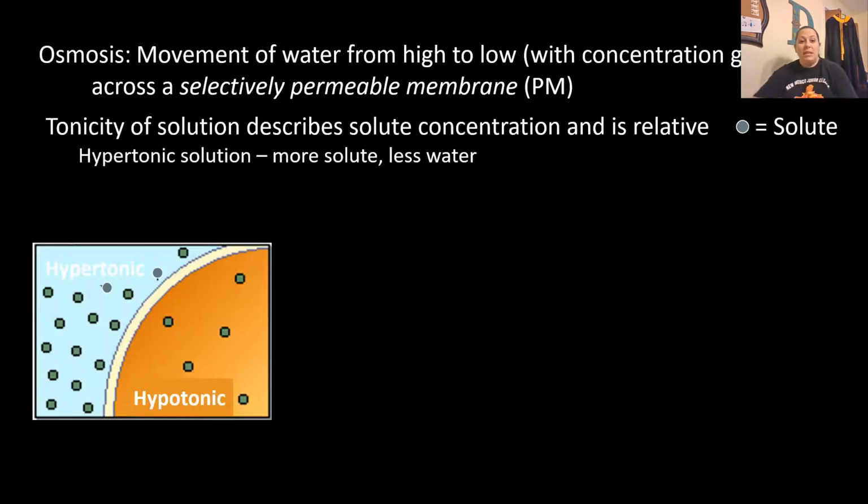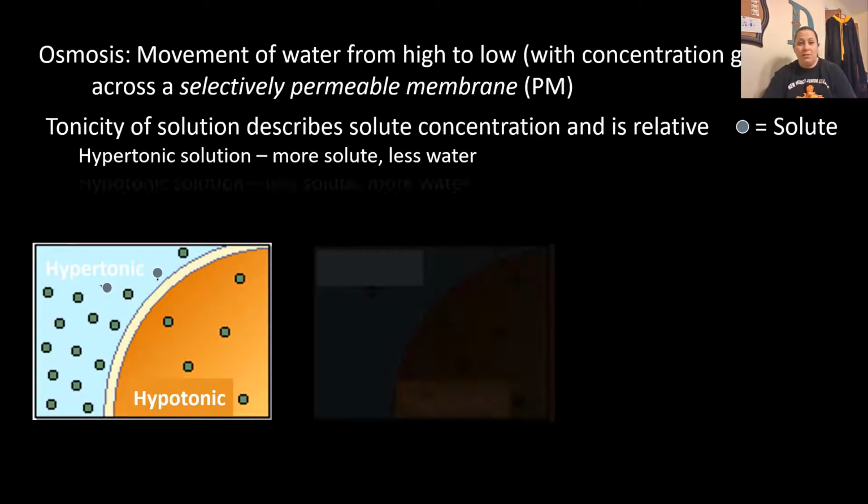So in this particular case, we have a hypertonic solution. The blue solution has tons of little green guys in there. Those are the solutes that are placed in there. So there's a lot of them. So this is hypertonic, more solutes, less water. The cell then, however, is hypotonic because it has less solutes.